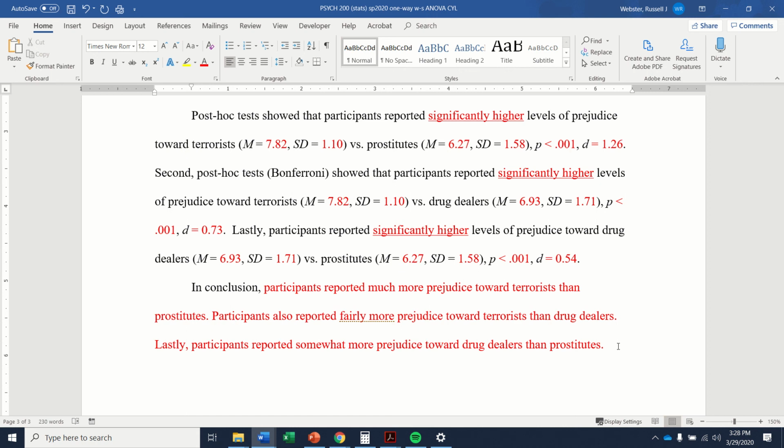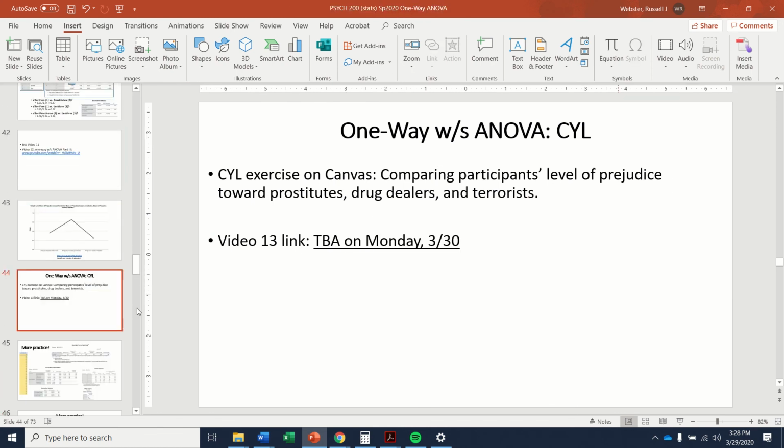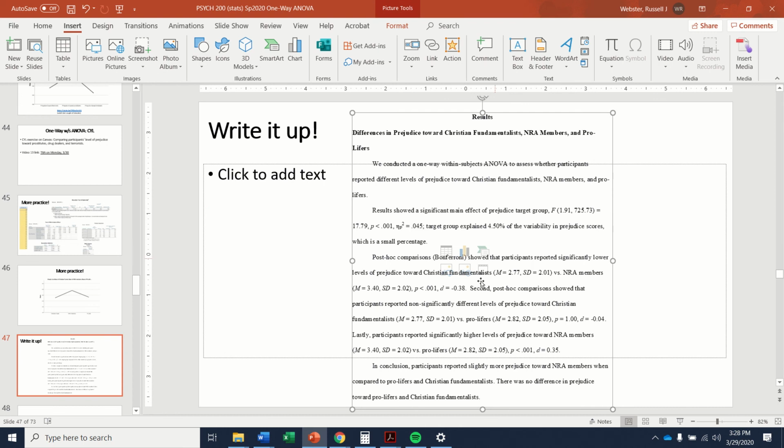All right, so that's it for the Check Your Learning exercise. I'll post a link here in the PowerPoint, and if you want more practice, I have included another one-way within subjects ANOVA exercise here. We're actually comparing prejudice toward Christian fundamentalists, NRA members, and pro-lifers. If you want to do this exercise, I have the results written up there, so you can write out the results and then compare them to the one here. You're more than welcome to do that.